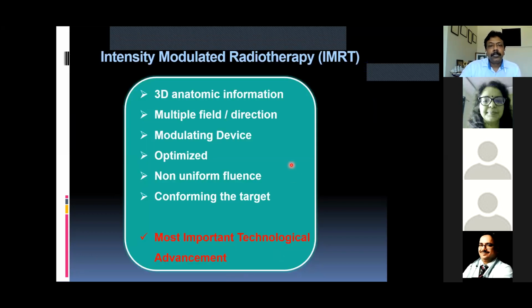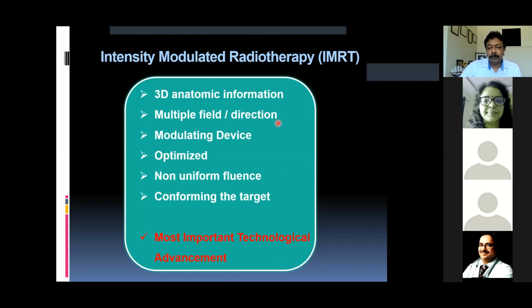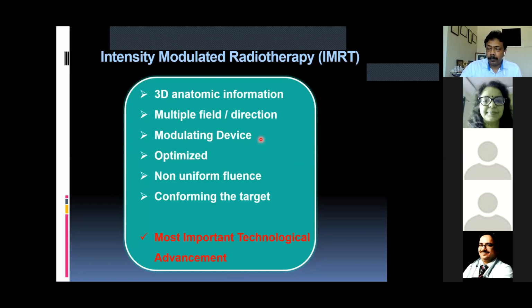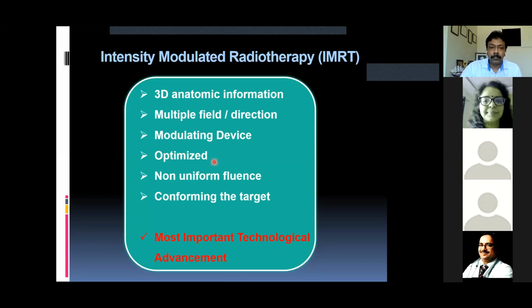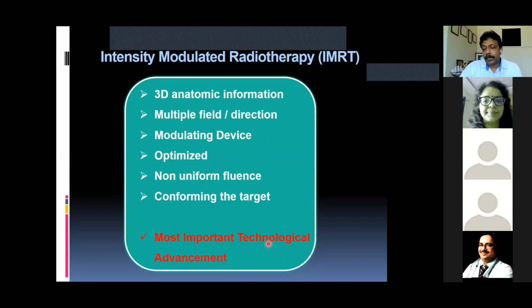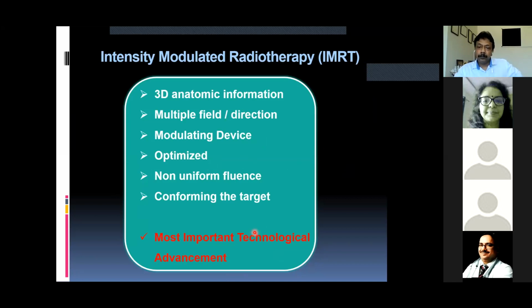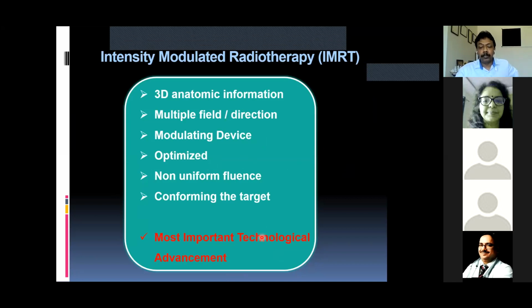Now, intensity modulated radiotherapy. Here also we use 3D anatomic information. We use multiple fields in multiple directions. We have modulating devices, which I will discuss in a later slide. We have optimization facility, so we create a non-uniform fluence to conform the target. And I think, in my opinion, this is the most important technological advancement in radiotherapy we have ever seen.